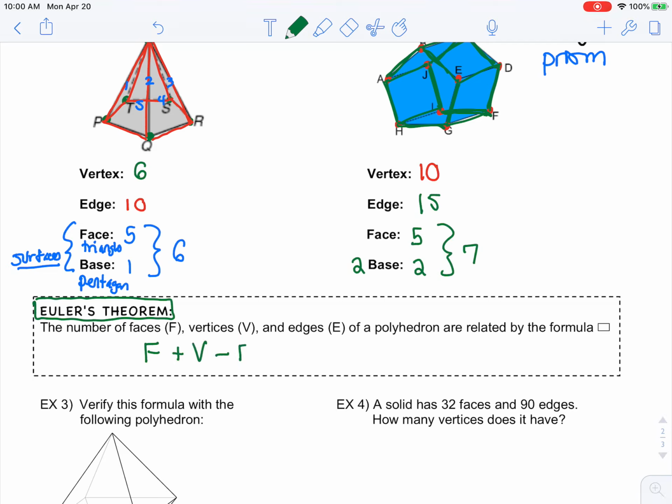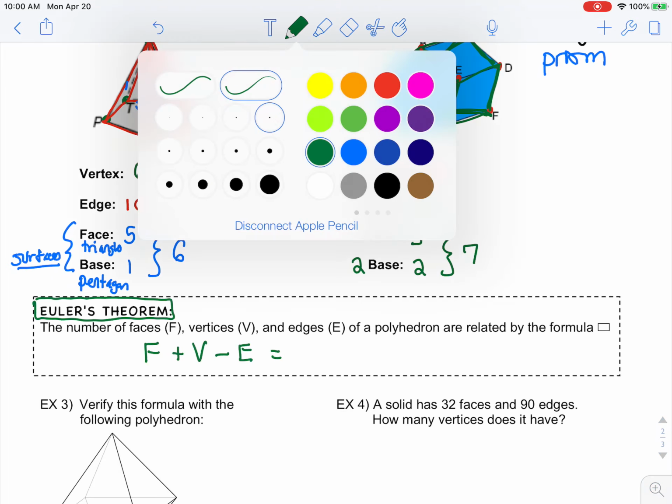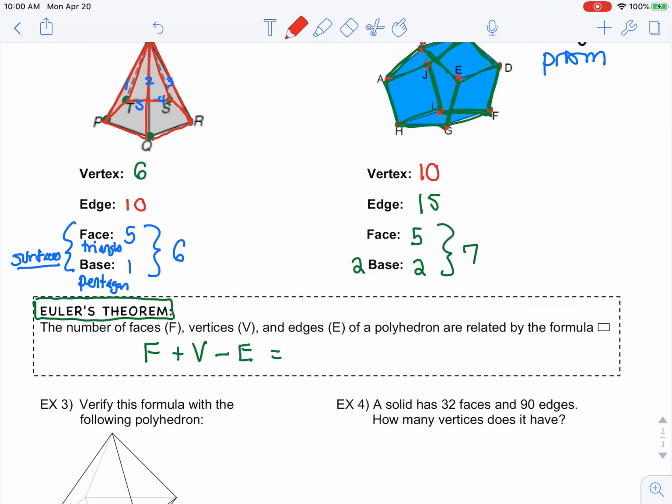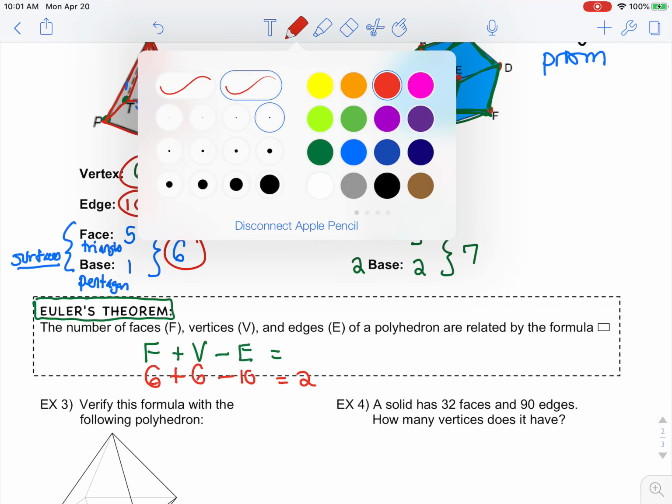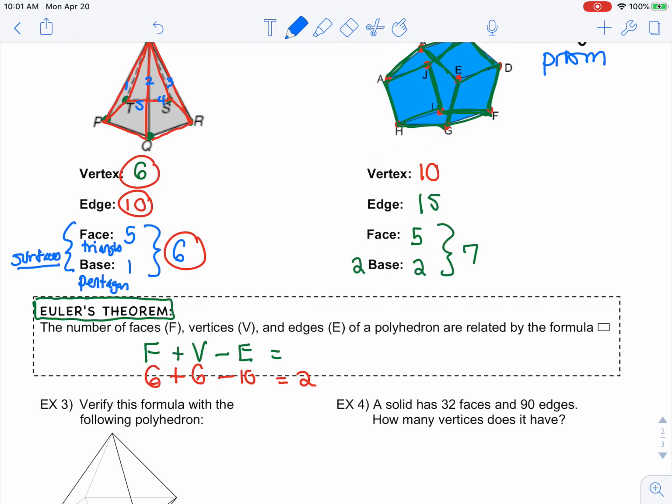If you look at just these examples right here, if you take the number of faces plus the number of vertices and subtract the number of edges, what do we get? So if we look at this first example with the pyramid, if I take the number of faces, which was 6, plus the number of vertices, which was 6 again, and then I subtract the number of edges, I'm actually going to get 2.